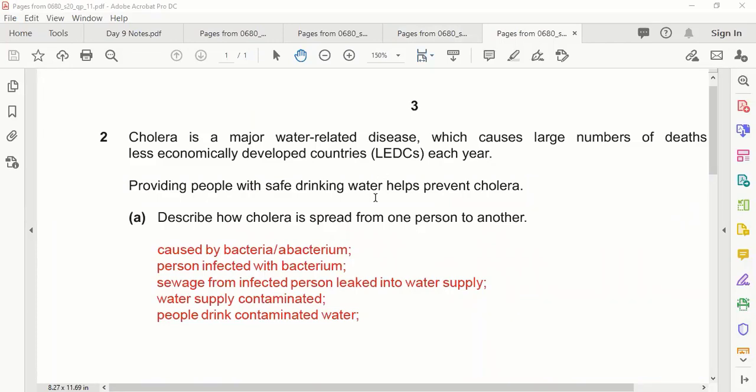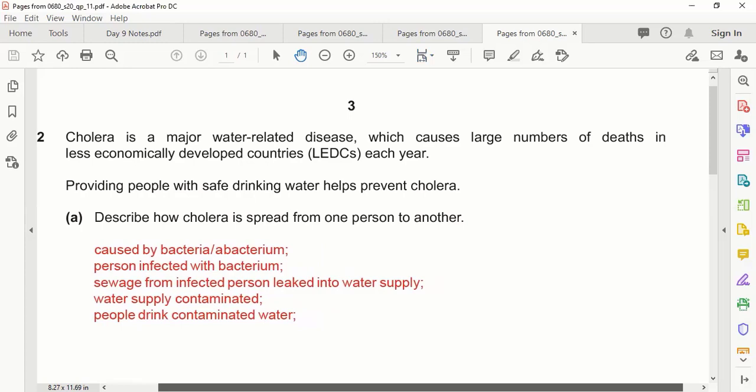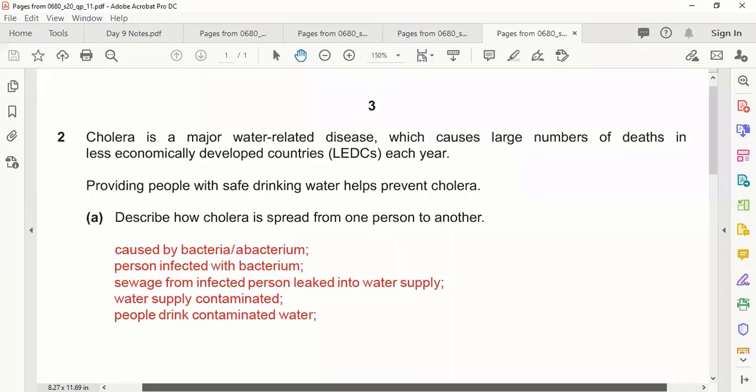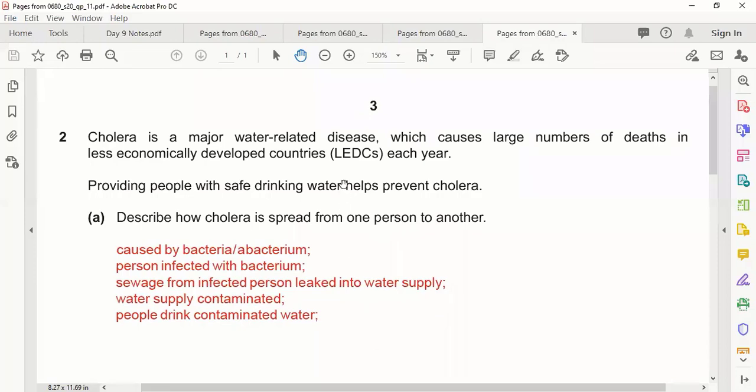So now they're saying that cholera is a major water-related disease which causes a large number of deaths in less economically developed countries each year. Providing people safe drinking water helps prevent cholera. Describe how cholera is spread from one person to another. This one we just discussed with the help of a video.